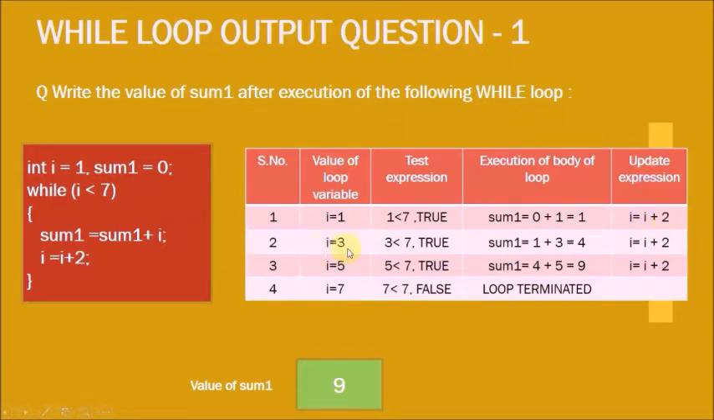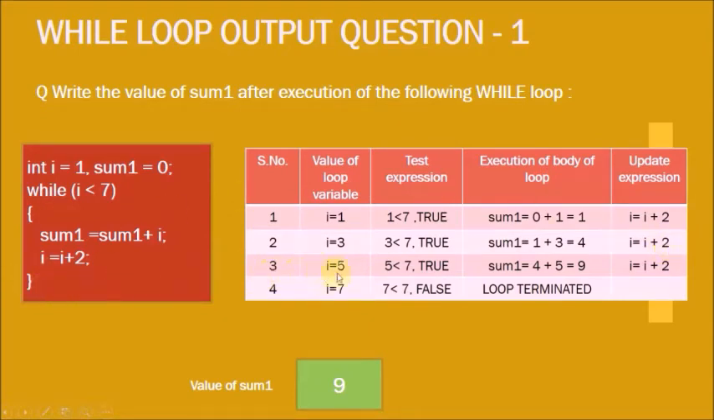Come to the second iteration. Now the value of i is 3. After this, we will come to the test expression. Now 3 less than 7. Again, this is true. So we will execute the body of the loop. So sum1 = sum1 + i. The value of sum1 was 1 in the previous step. So 1 plus the value of i, which is 3, becomes 4. And after this, the update expression is executed. That is, i is incremented by 2. So the value of i was 3. So it will now become 5.